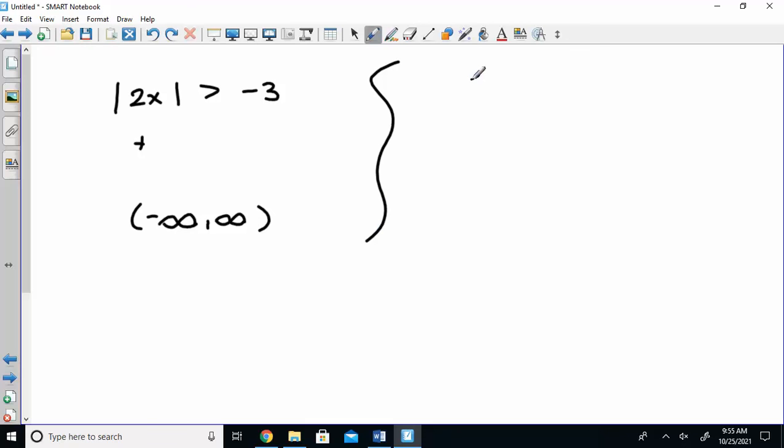If I had the absolute value of 2x is less than or equal to -3. So less than means smaller. When is a positive number smaller than a negative? Never. So that's a no solution.